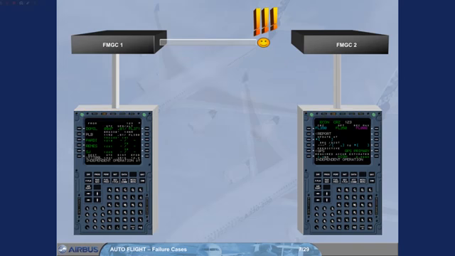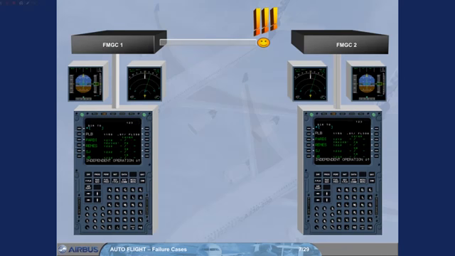In independent mode, each FMGC has the same guidance orders for both APFDs and the same information displayed on EFIS and on MCDU. When the crosstalk is recovered, the FMGCs revert automatically to dual mode.